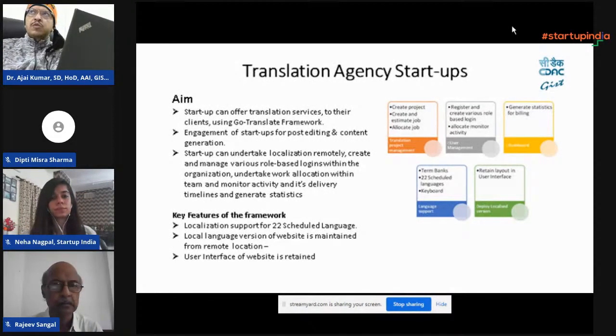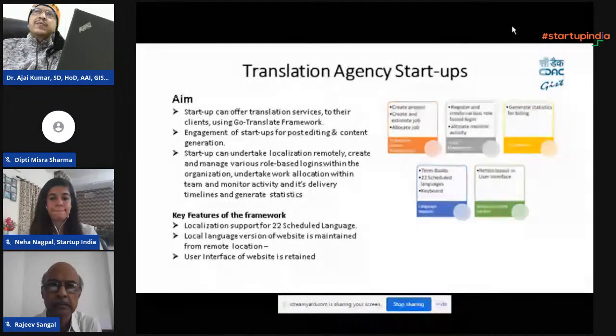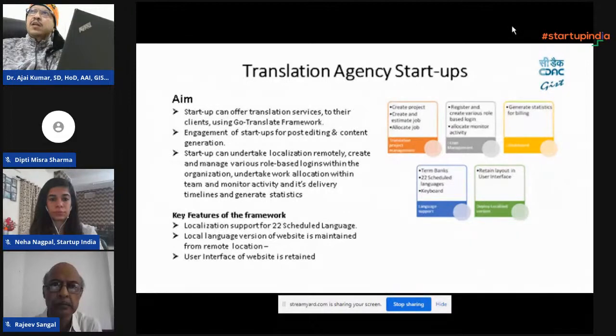Next. So if you are a translation agency startup, we'll be having a separate webinar on this. But the framework from localization.gov.in is called Go Translate, and this framework is being offered to you to undertake localization in all 22 languages. So machine translation will be given to you as an assistance for the translators, and the translators can do the post-editing and correction, and while retaining the user look and feel, localize various websites and mobile apps and things like that.